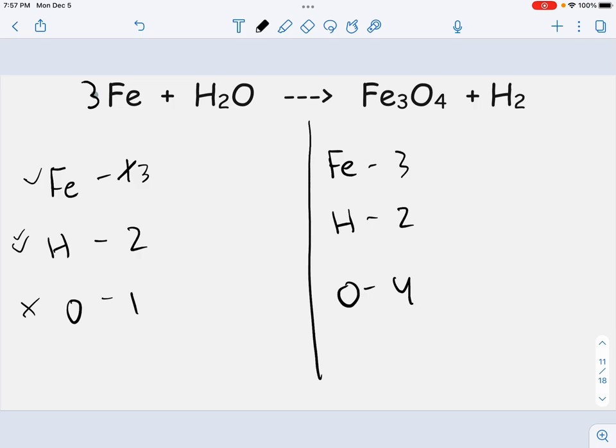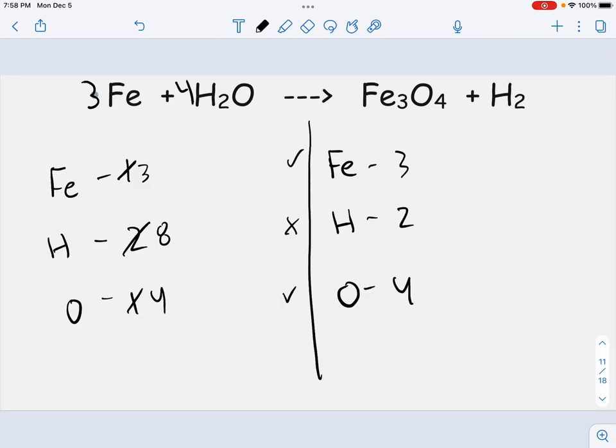So what are we going to do? We want to get to 4 oxygens, right? So add a 4 to H2O. And by doing that, we have changed the amount of hydrogens to 8, but now we have 4 oxygens. So let's take a look at what balances in the middle. Iron balances out, hydrogen does not, but oxygen does. So we need to focus on hydrogen.